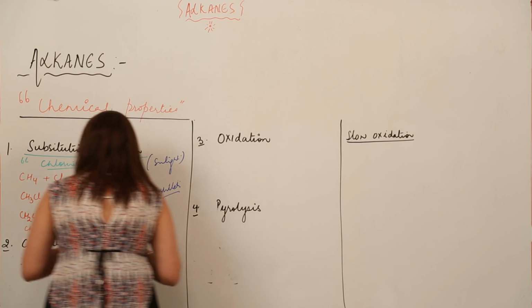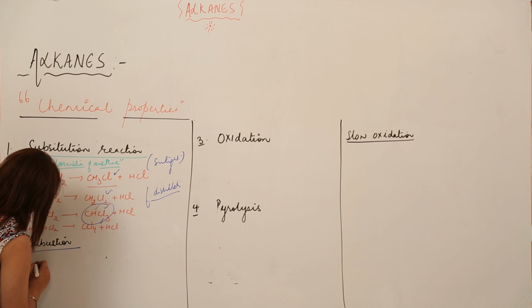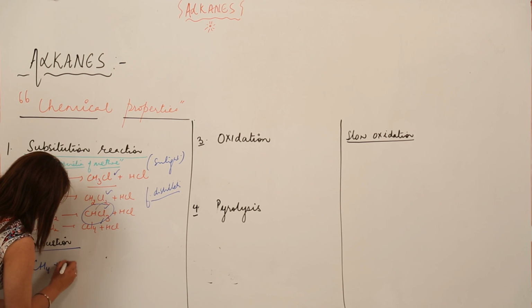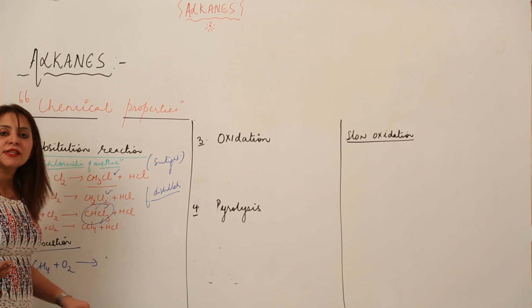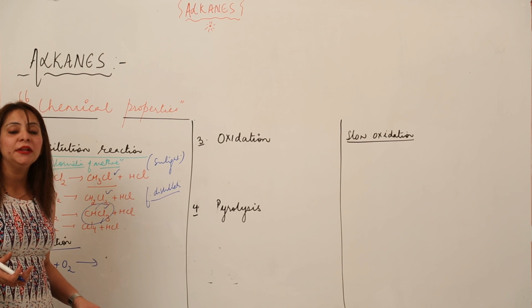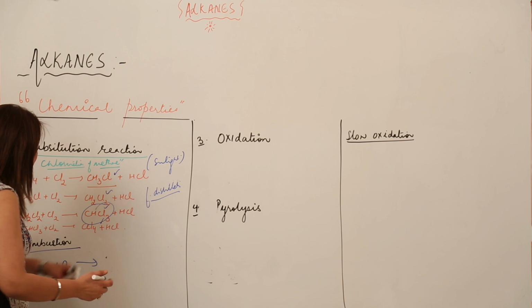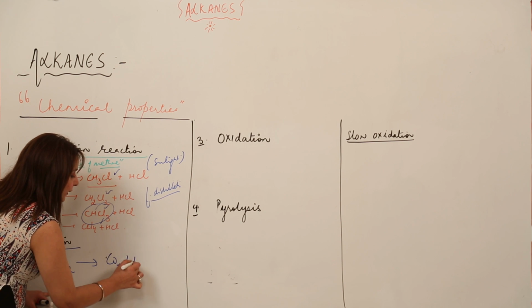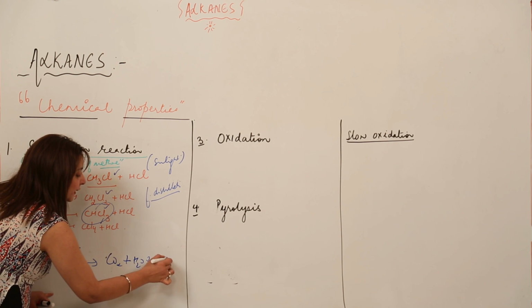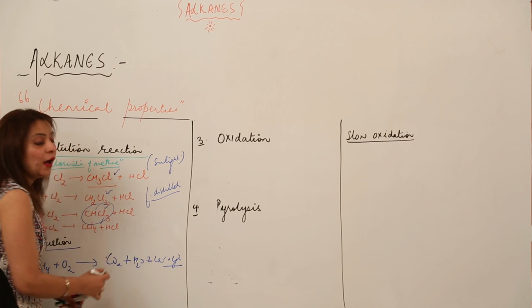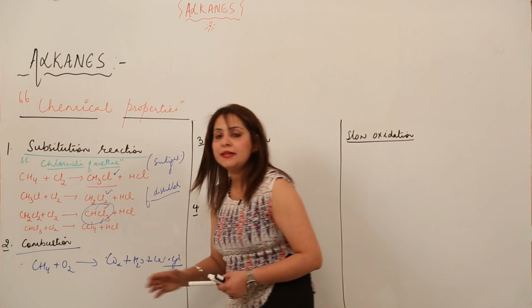Now the second property is combustion. So what happens when we burn alkanes? When we burn alkanes, obviously it is a hydrocarbon, so it has nothing other than C and H. So obviously it is going to produce CO2 and H2O plus heat and light. So this is how the combustion of the alkane takes place.